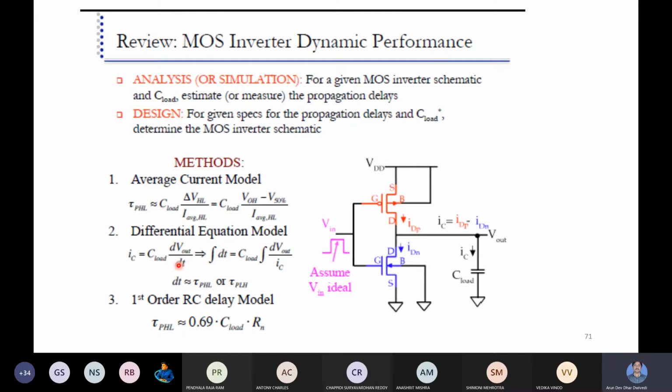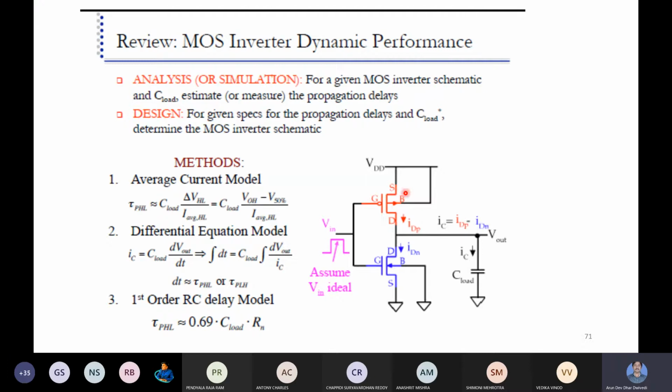So from that, if dt is taken on the right side and the other IC is taken this way, integral dt equals C load dV out by IC. For a high to low transition, IDP is 0, so IC is equal to minus IDN. From this relation we can understand. So we can put it here, and when it is transitioning from high to low, it has two parts.